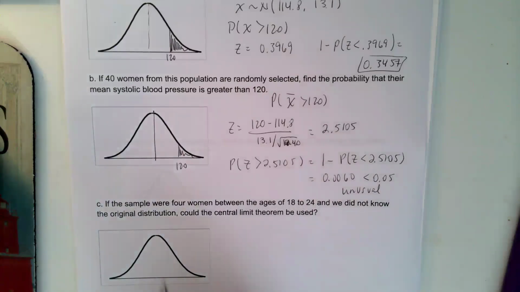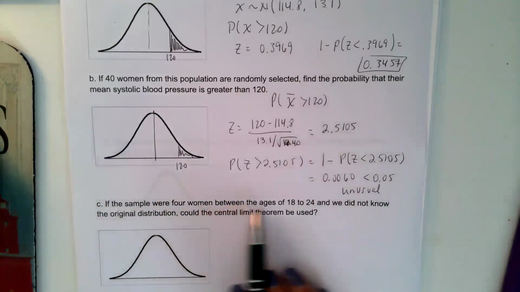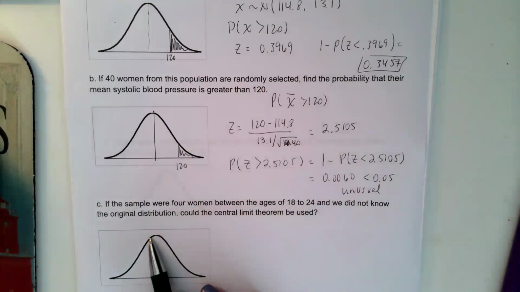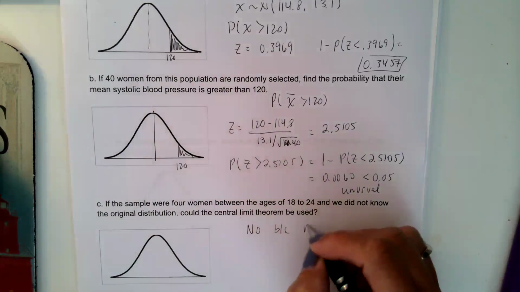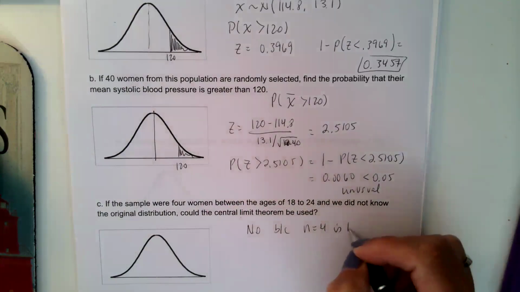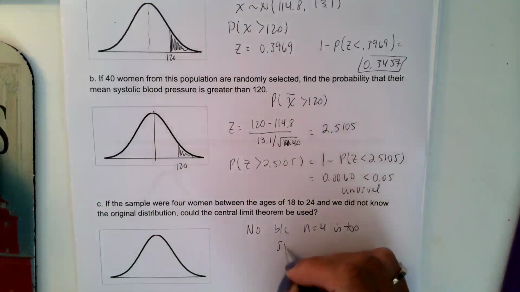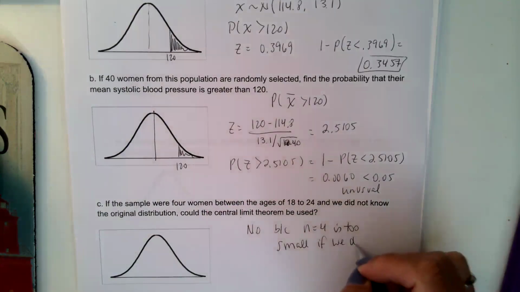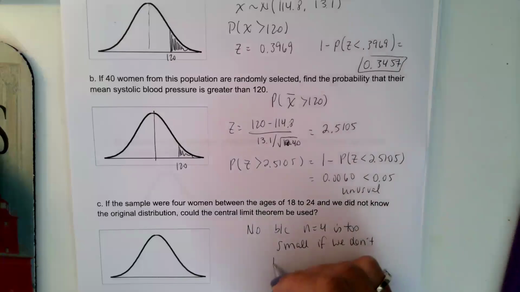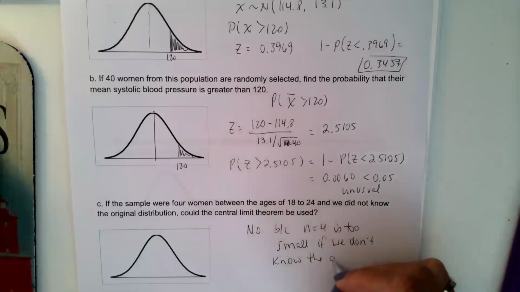Okay, so part C says if the sample were 4 women between the ages of 18 and 24, and we did not know whether the original distribution was normal or not, could the central limit theorem be used? And we would say no, and that is because a sample size of 4 is too small if we don't know the distribution.